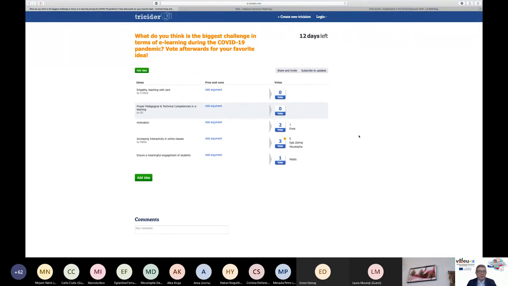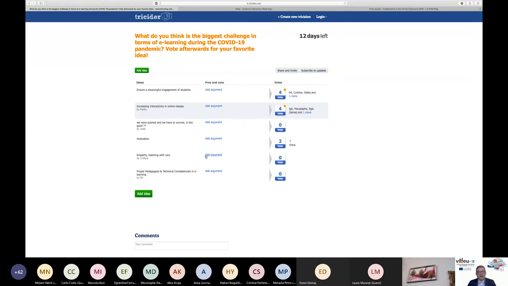Oh, we have some new ones: ensure a meaningful engagement of students or motivation. So also empathy with teaching with care and proper pedagogical technical competences in e-learning. I like them both. So maybe you have more ideas. Feel free to write them, vote for your favorite idea, and we will have maybe some favorites at the end. So great, we have some more arguments here.